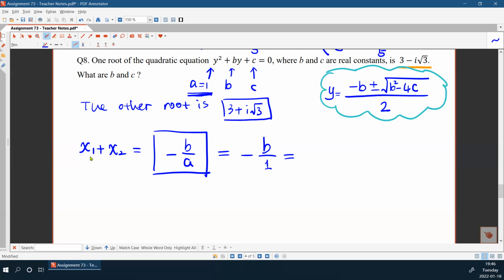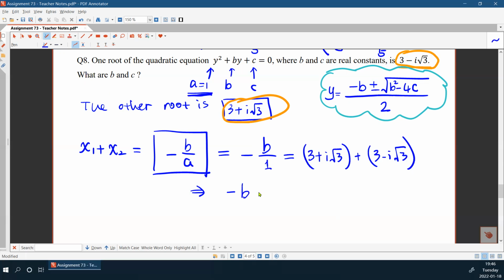And can you tell me what is the sum of x1 and x2? If you know that one root is this one and the other root is this one, you can just simply add these two values, right? So write it like this. These are the two roots, right? Yeah. Okay, so this means the left side is negative b, then the right side is how many?